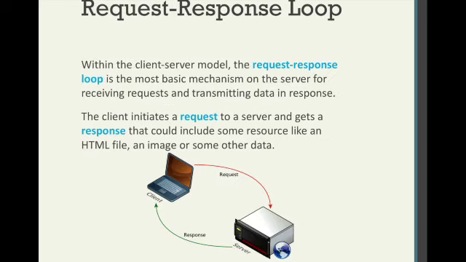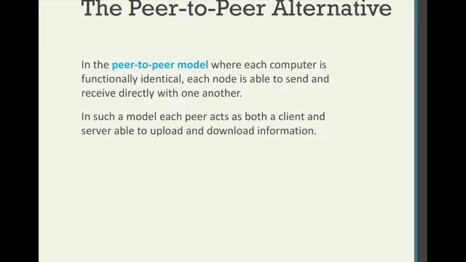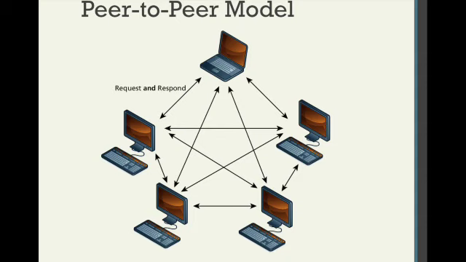Therefore, we have a request-response loop in this communication model where the client makes requests and the server responds to these requests. This is different from the peer-to-peer model of communication where a computer agent acts as both a client and a server, so it can both send and receive information. This figure shows the peer-to-peer model of communication. You can see that all computers are functionally identical and are able to both upload and download information.